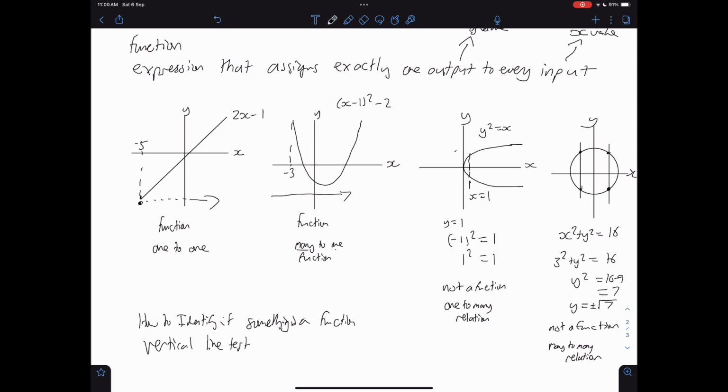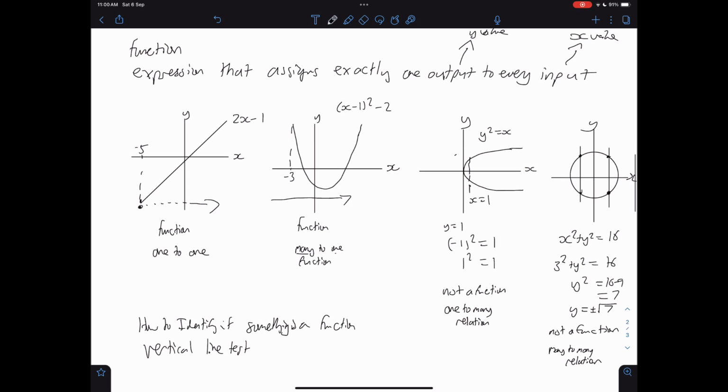In the next video, we will start to look at things like domain and range and some other stuff that you can do with functions. But this is just some essential foundational knowledge for functions.